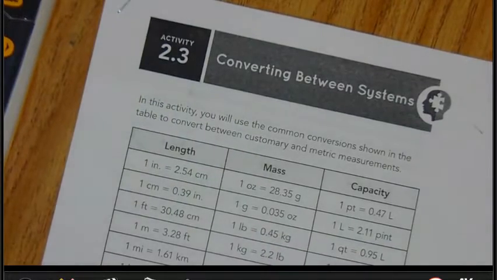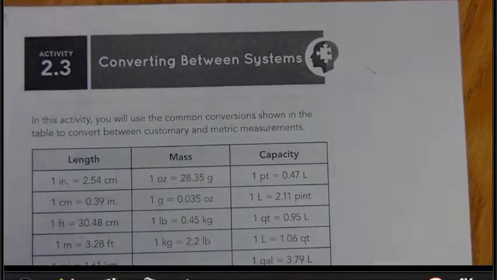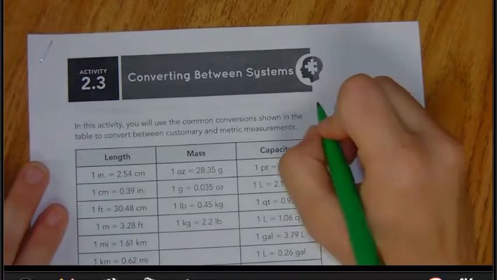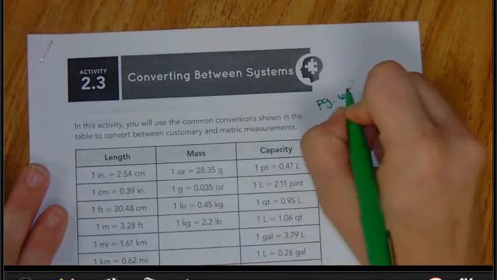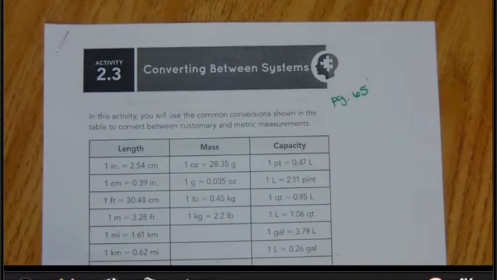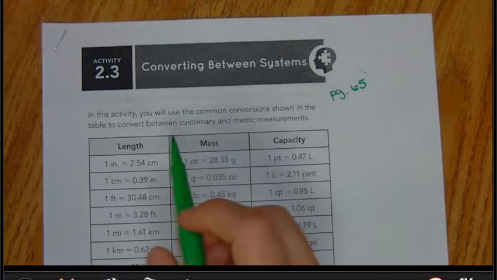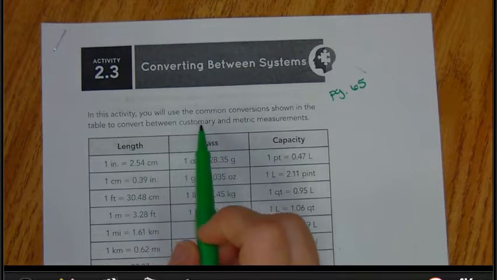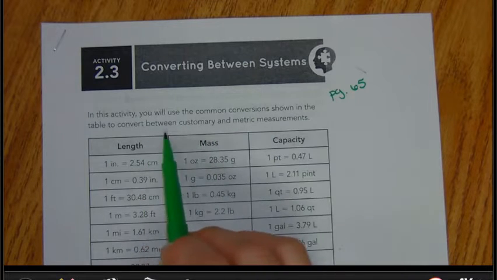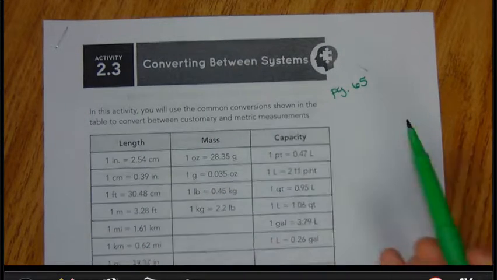Okay, if you would please grab out your textbooks and we're going to turn to page 65. Okay, and we're looking at activity 2.3. All right, so converting between systems. In this activity, you will use common conversions shown in the table to convert between customary and metric measurements.